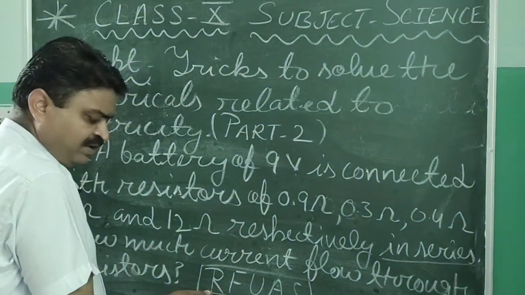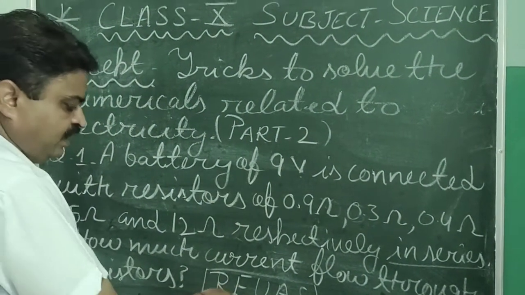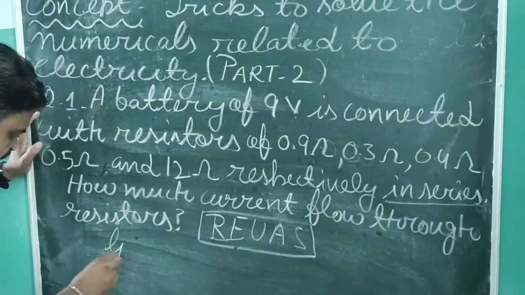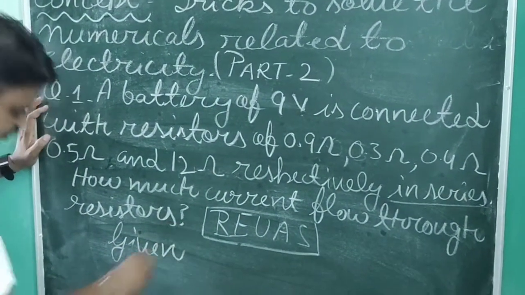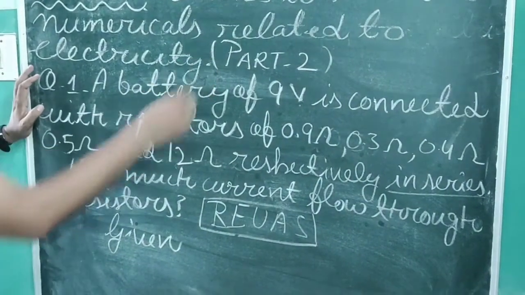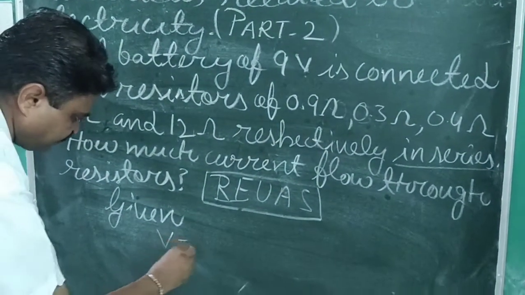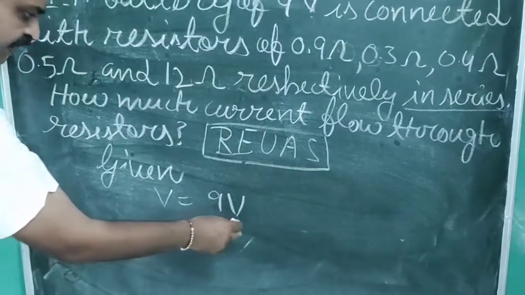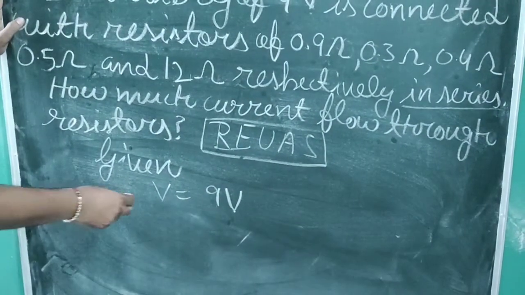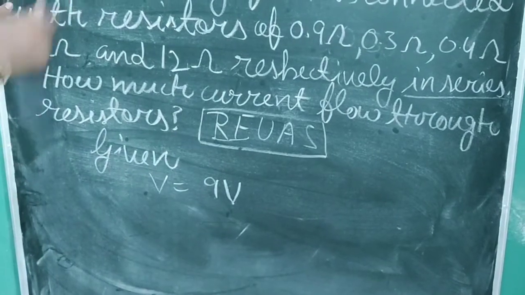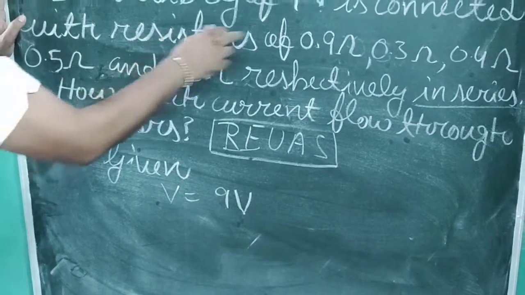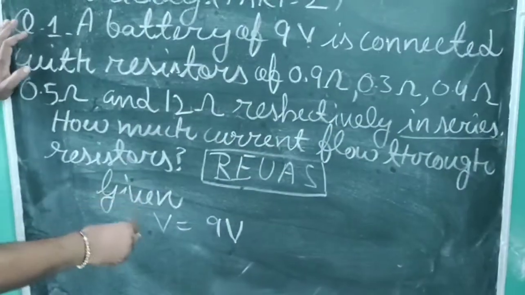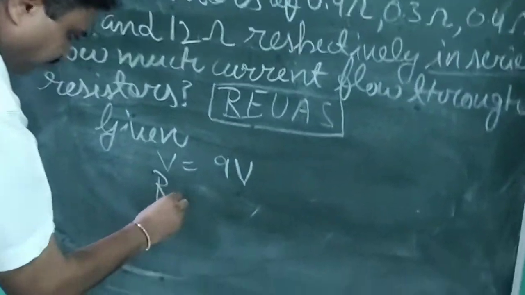Now what will we do? According to the trick, we have read the question. After that we find the quantities. So you write the given quantities. Given. The first quantity that is given is the electric potential, and what is it? It is 9 volt. And the second quantity that is given is the resistances of the resistors that are connected in series. So what will you do? You will write all of this.